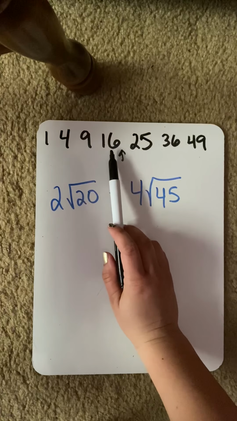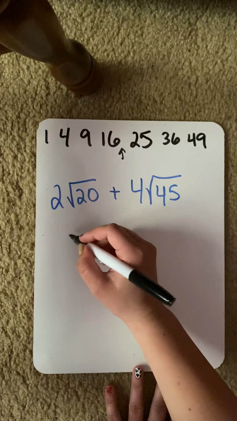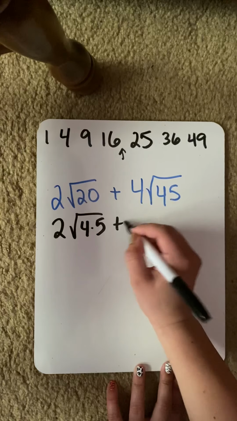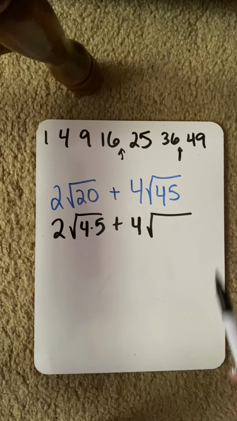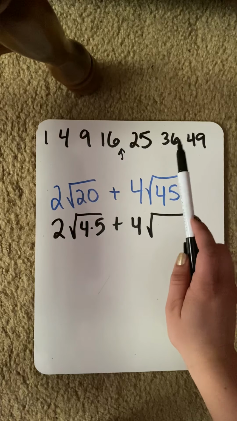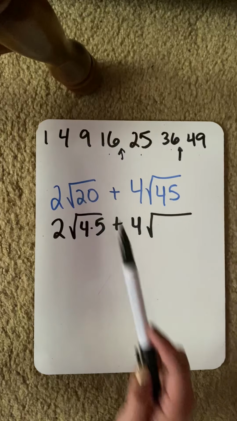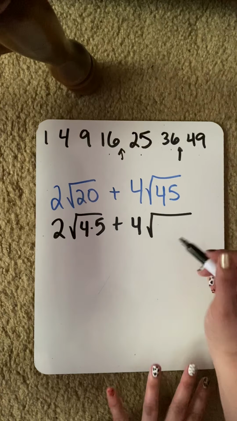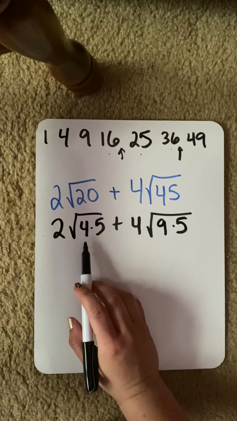So 20 divided by 16, nope. 20 divided by 9, nope. 20 divided by 4, yes. So it's like 4 times 5. Then 45 falls between 36 and 49, so we start dividing down. 45 divided by 36, nope. 45 divided by 25, nope. 45 divided by 16, no. 45 divided by 9, yes. 9 times 5. So you take out the square root of the perfect square.